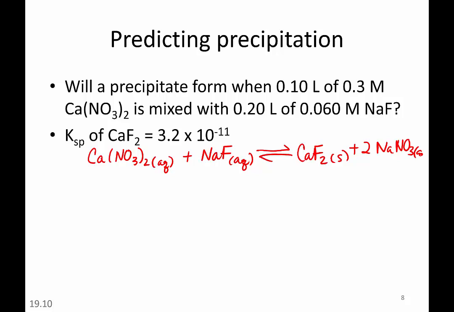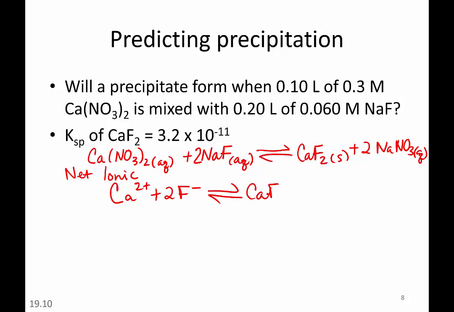to form calcium fluoride, which is a solid, plus our sodium nitrate. All right, so if we were to write a net ionic equation, and this is what many of you wanted to do in class, then we would show that we would have, oh, and this needs to be balanced, calcium 2 plus plus 2F minus going to calcium fluoride, which is a solid.